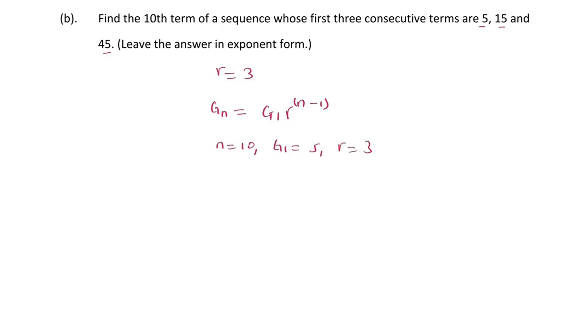Let us now substitute these values into our formula. We are going to have G10 equals 5 times 3 power 9. In exponential form, we can write this as 5 in brackets 3 power 9. And this is going to be our answer.